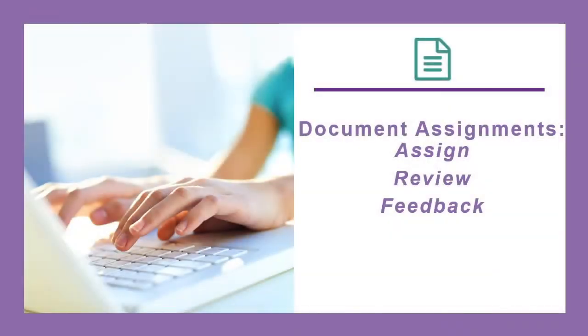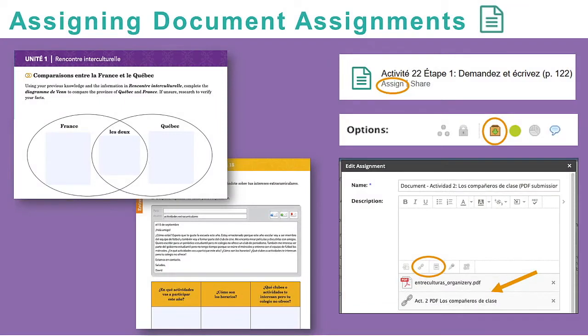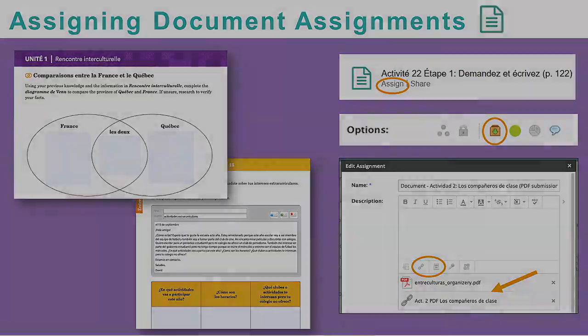Document assignments are fillable PDFs that can be completed and submitted digitally or be printed for in-person completion and submission. There are a few options for assigning and reviewing this type of activity. If you would like your students to complete and submit a document assignment digitally, you will need to provide access to the document assignment and create a Schoology assignment that allows for online submissions.